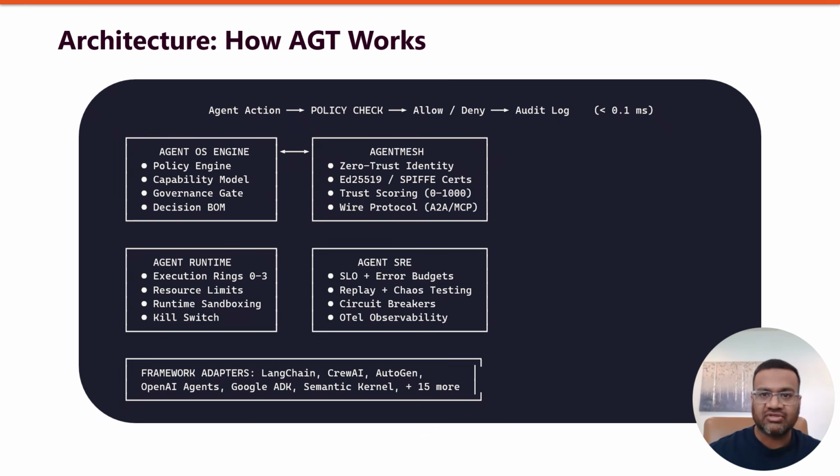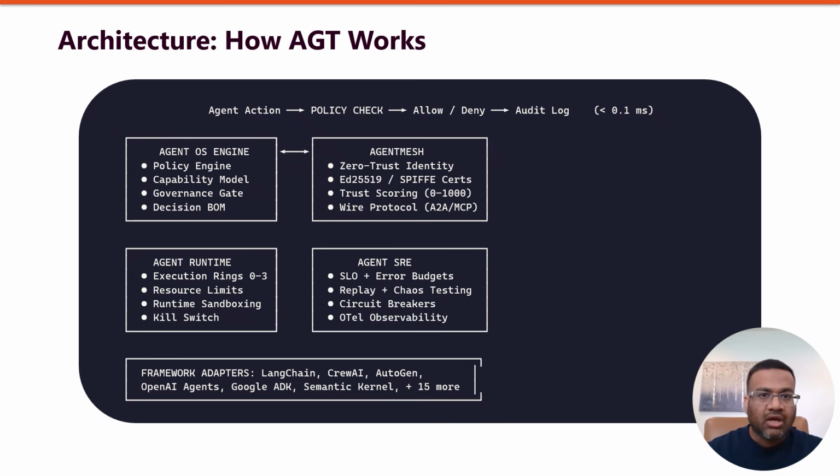Top right, Agent Mesh. This is the identity and trust layer. Every agent gets an Ed25519 key pair. For post-quantum readiness, we also support ML-DSA-65. Trust scores range from 0 to 1000 and decay when an agent acts outside expected patterns. Trust ceilings propagate through delegation chains. A delegated agent can never exceed its parent's trust level. Pretty cool, right?